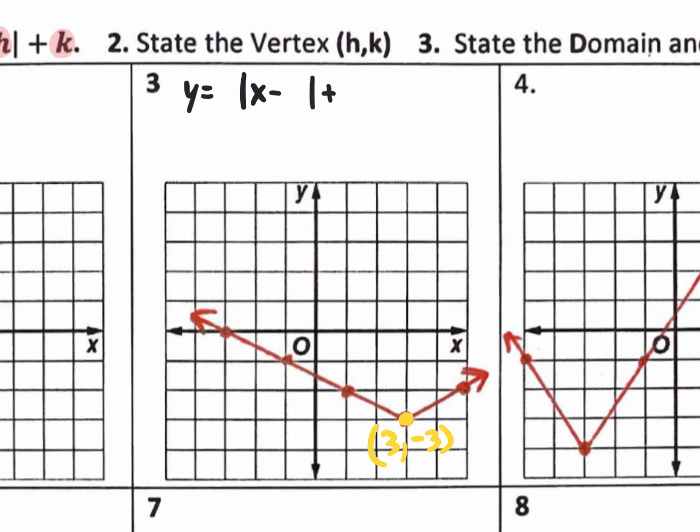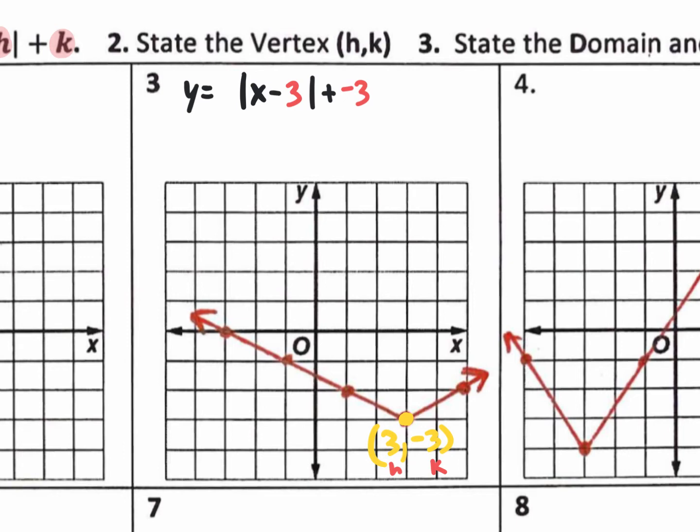Now remember, the x value of your vertex is your h, and the y value of your vertex is your k. So what we really have here is 3 for x and negative 3 for y, which is 3 for h and negative 3 for k.